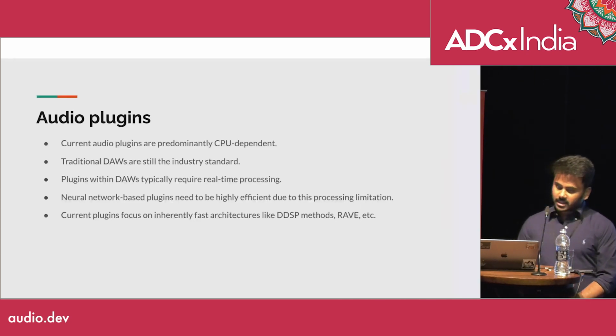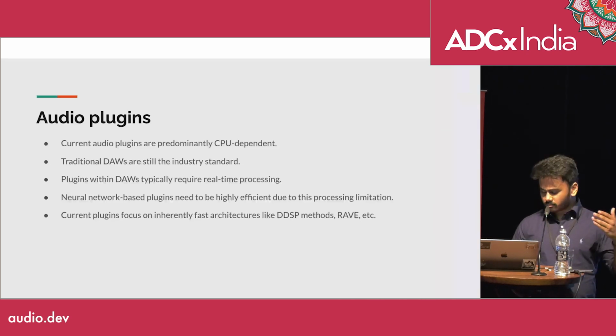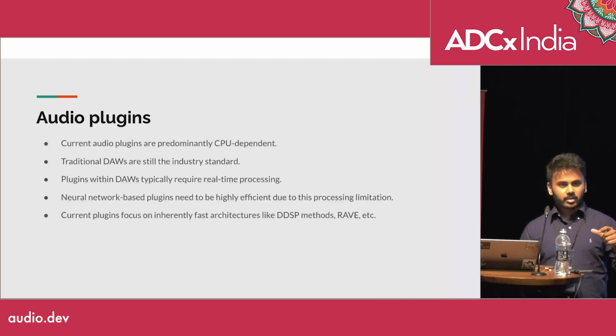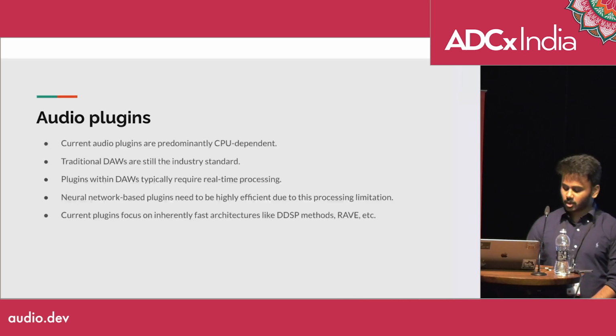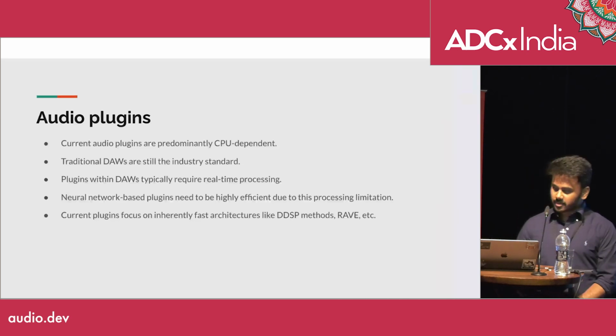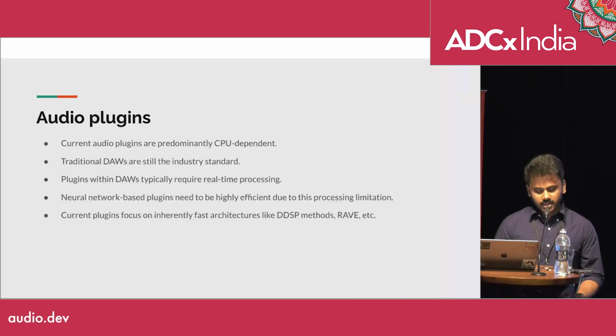And plugins within a DAW typically require real-time processing. In a sense, if you load up a plugin in a track, it works in real time. The DAW sends a series of buffers and it expects a series of buffers out, and it has to happen in real time. And neural network-based plugins need to be highly efficient in order to work in real time.